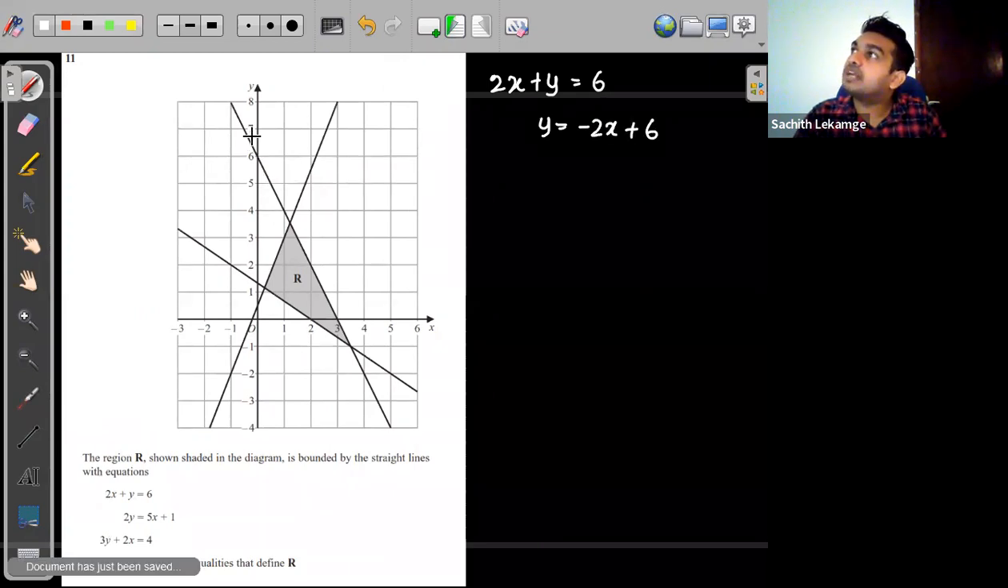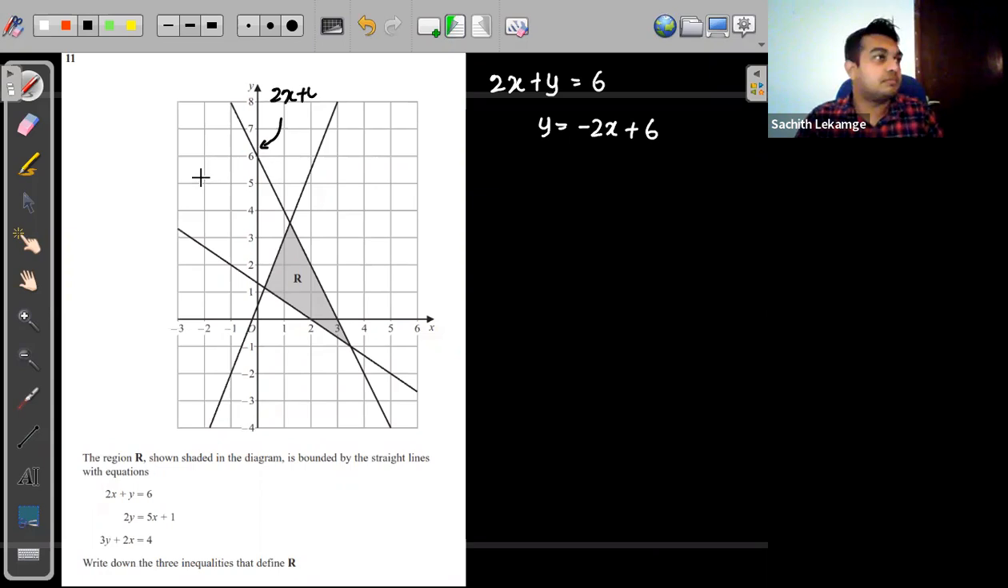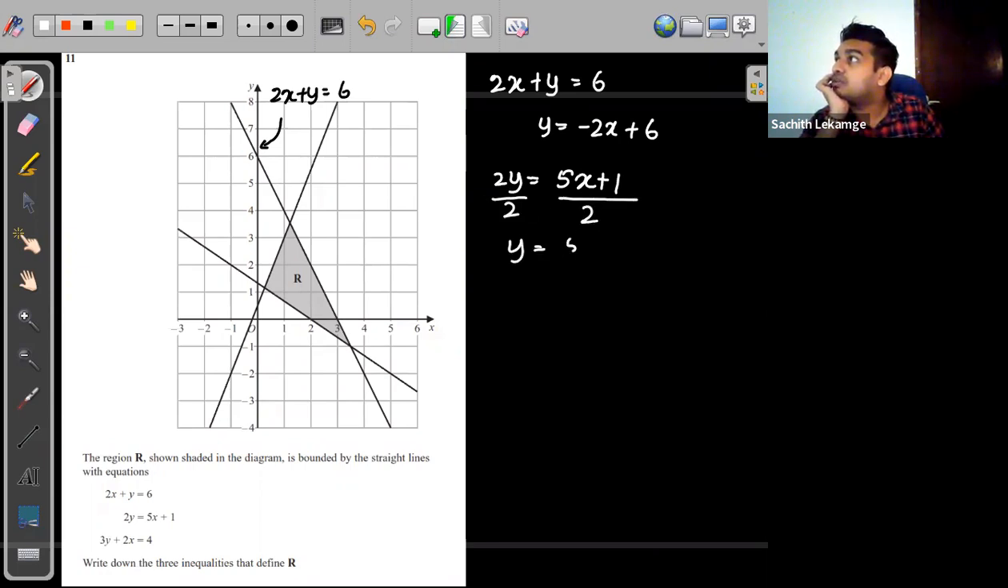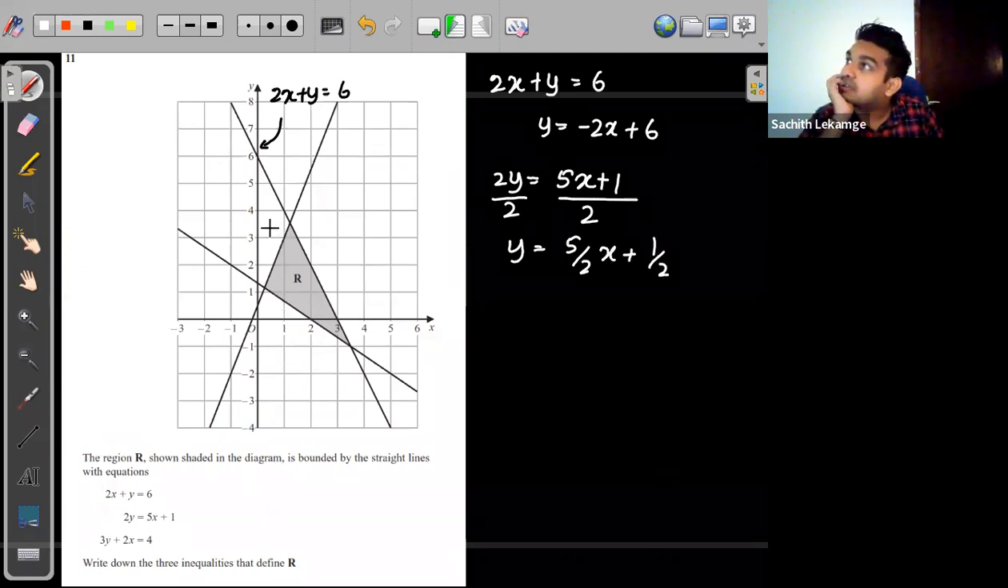The intercept is 6. So I'm marking this line as 2x plus y equals 6, right? Second equation, 2y equals 5x plus 1. I'm arranging them into y equals mx plus c format, then easily I can identify the line. Dividing by 2, y equals 5 over 2 x plus half. The intercept is half.